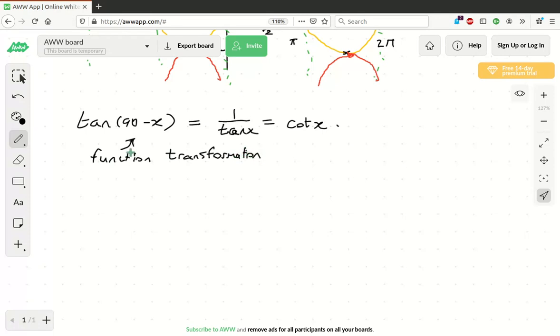And it's a function transformation where first we're going to move the curve 90 degrees to the left, and then we're going to reflect it. So let's actually do that.